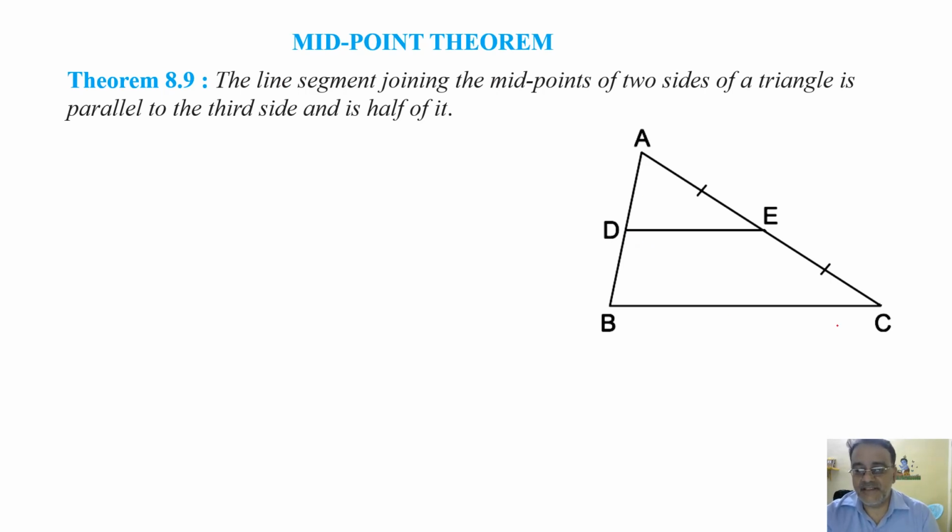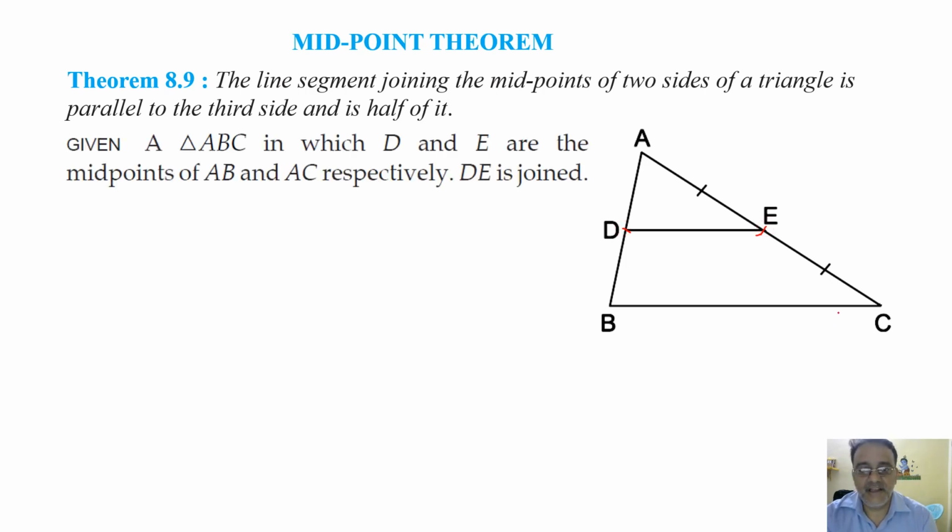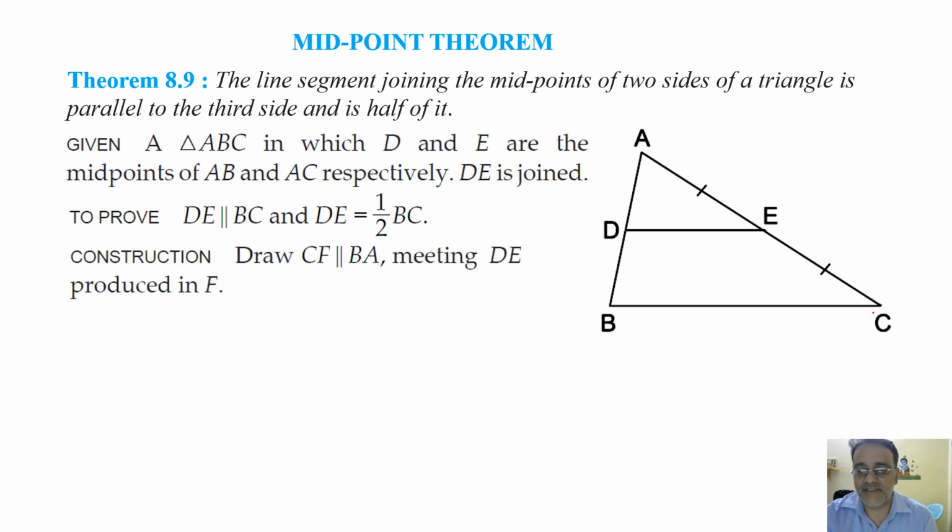ABC is a triangle and D and E are the midpoints of AB and AC respectively, right? And what we have to show is that DE is parallel to BC and DE is half of BC. We have to prove this. Okay, so first we do a construction. Here we will draw a line from C, CF parallel to BA, then we will extend DE. Okay, we drew the parallel line, then we are extending this. Both will intersect at F. Construction is clear? Yes, sir.